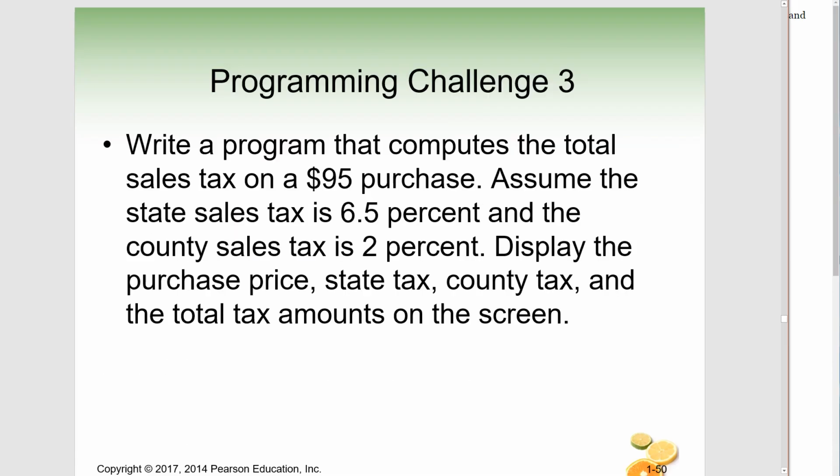Let's go over here. And this one says we have a $95 purchase. We have this for state sales tax, this for county sales tax, and you want to display the purchase price, state tax, county tax, and the total tax amounts. Probably should have gone ahead and added a total to add them all up, but we didn't have that. That's all right.